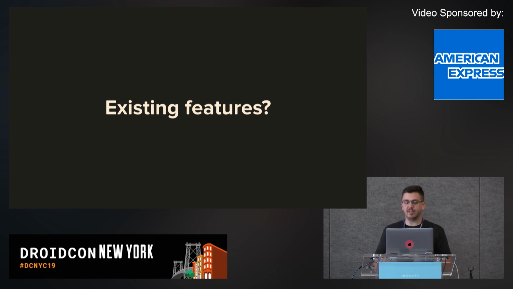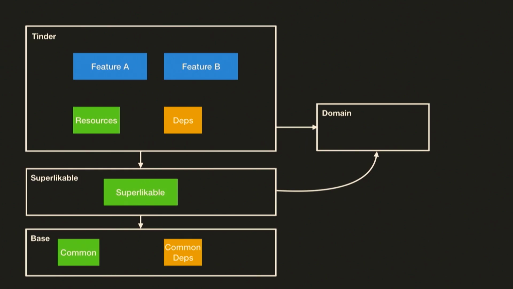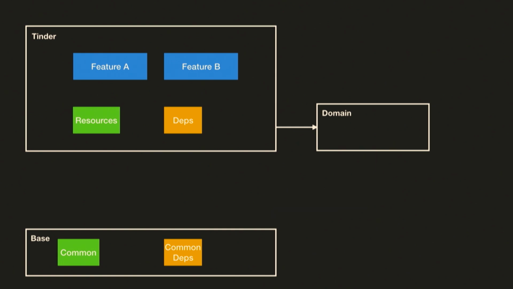So let's take a look at existing features. Taking a look at the graph we had before, we have these mysterious feature A and feature B. And we're going to take a look at how we can extract them from the base module using this pattern. Let's start by looking at the dependencies. Feature A and B both depend on the same set of resources. They have some shared dependencies within the app as well. And despite our best intentions, a lot of the time they would have direct dependencies on each other as well. So breaking this apart was tricky at times.